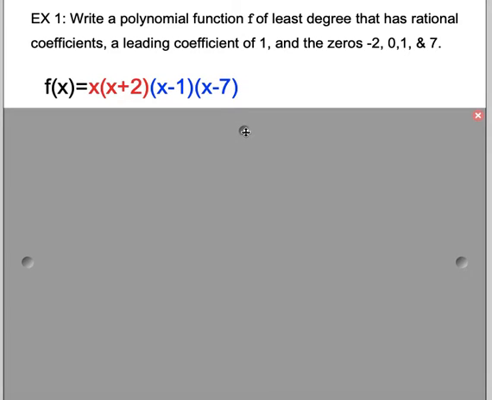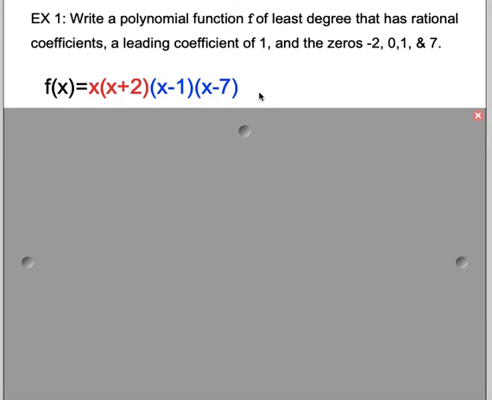So first thing we have to do is imagine what they would look like in parentheses in factored form before you solved it. So we know that -2 would be x plus 2. We know that x minus 1 would be 1. And we know that x minus 7 would be 7. Now for 0, if you remember, that's when the leading term is just an x. So we have x, x plus 2, x minus 1, and x minus 7. And these can be in any order. They are commutative. I always list the x first.